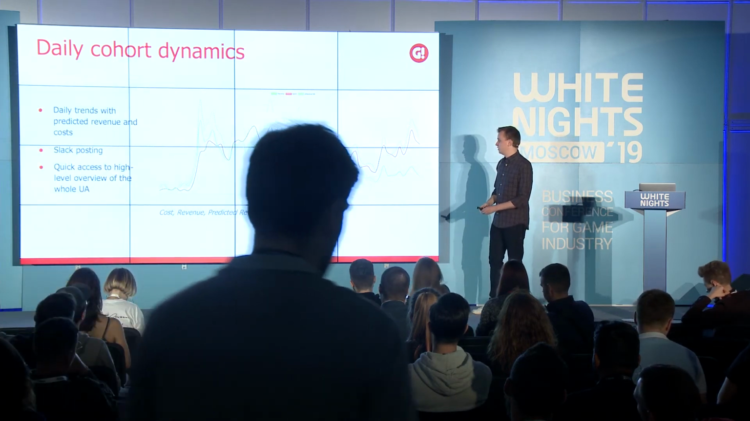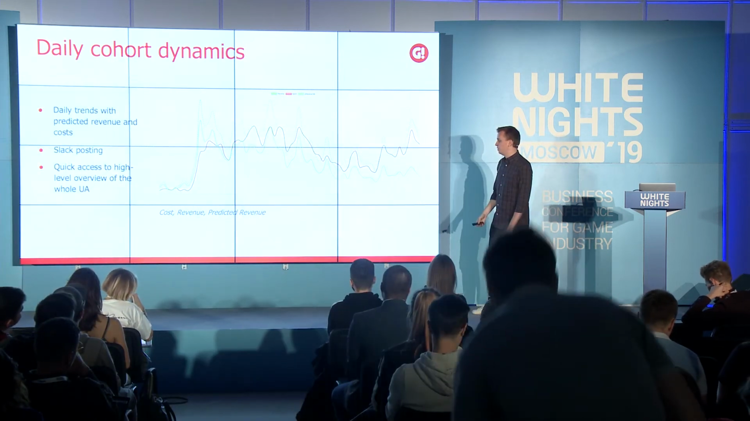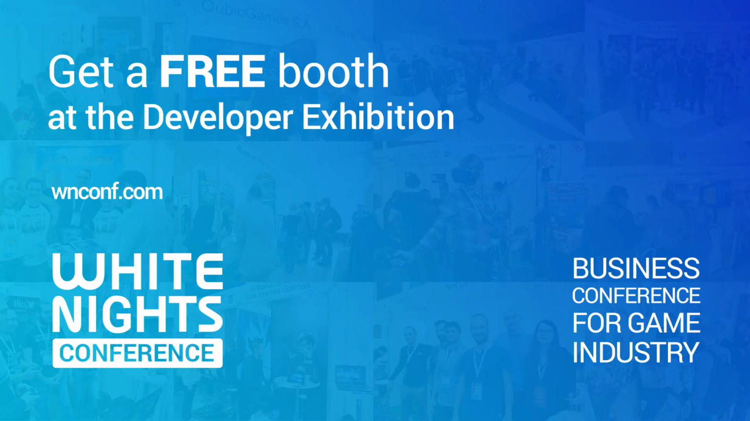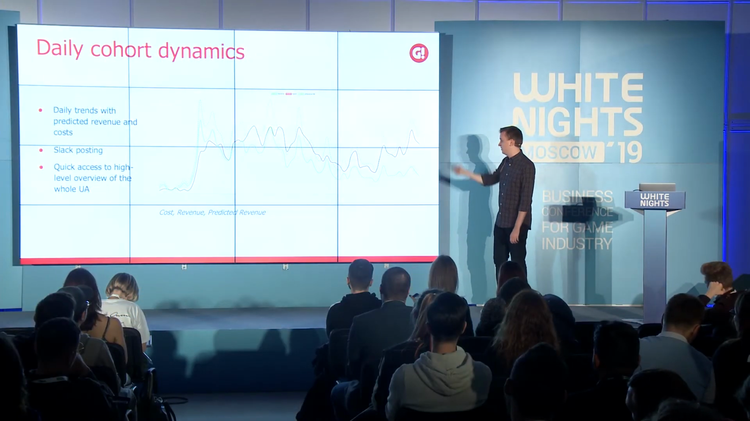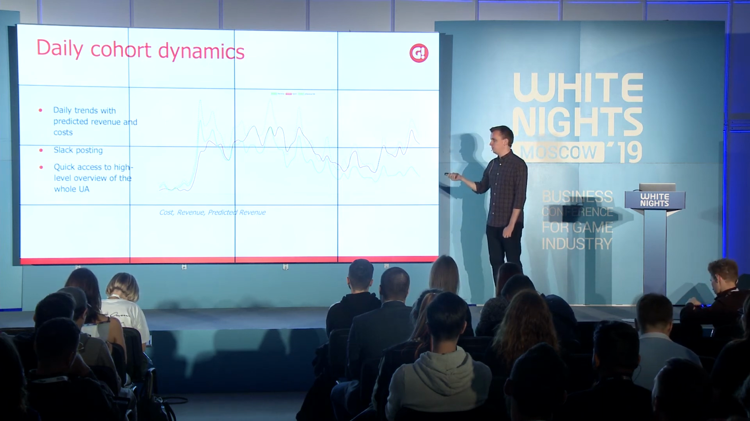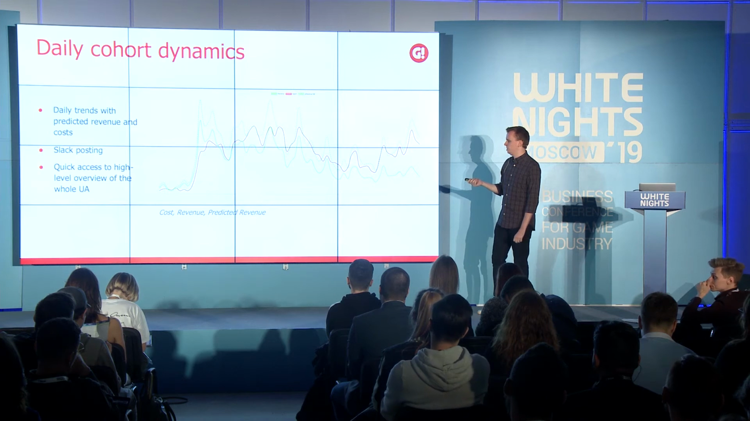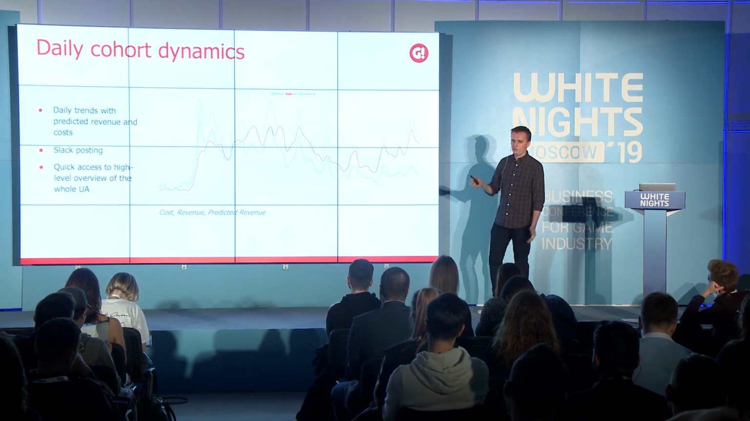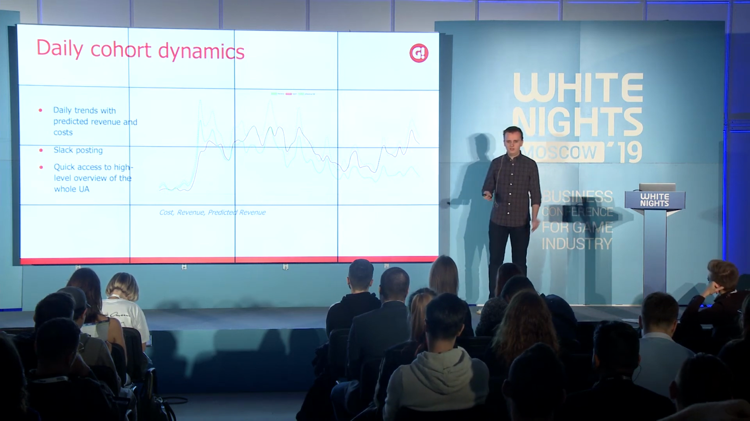If the dotted line is above the red one, it means it's good and you can continue scaling. If it's bad, you need to figure out what's wrong. And that's what our game managers need to do. They always have to balance the red lines with the green ones, the dotted green ones. We post such graphs on a daily basis in Slack because they answer lots of questions right away.